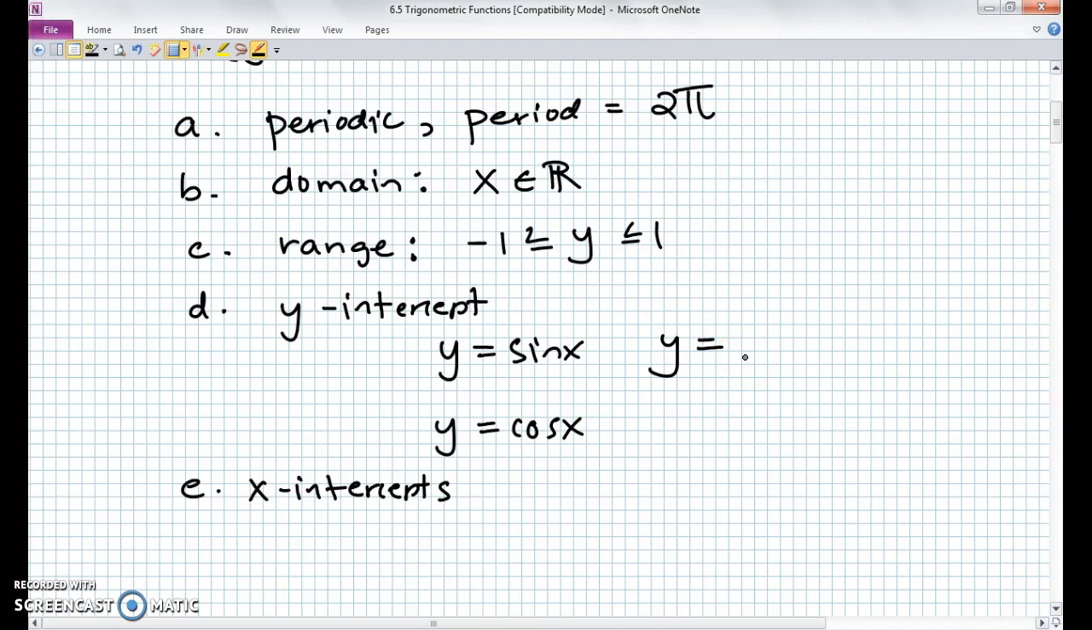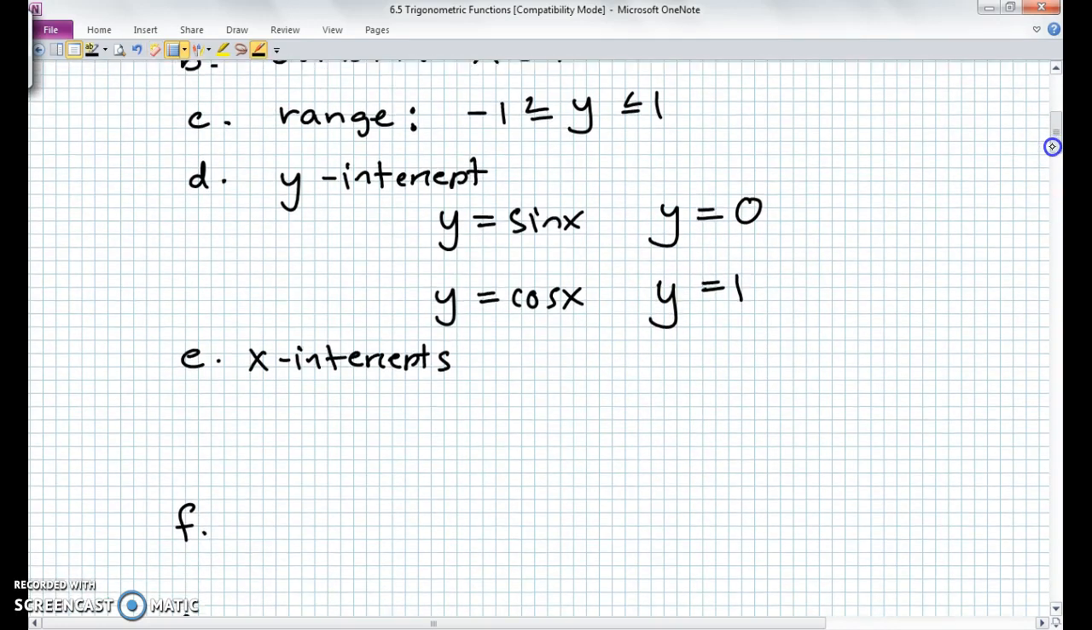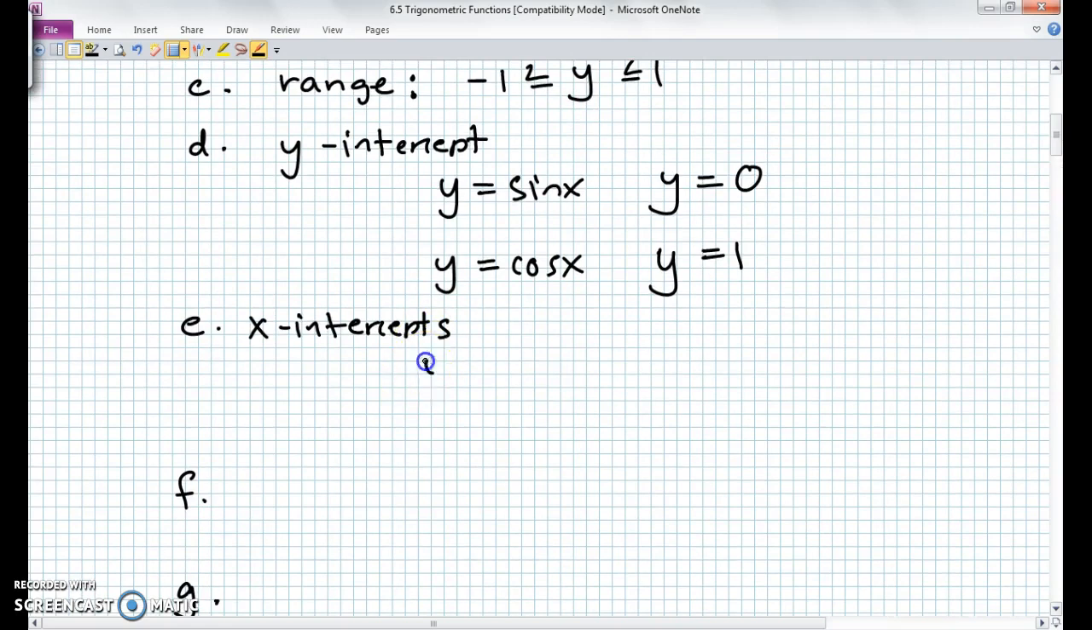Look at your graphs that you did from yesterday. Y equals 0 for sine x, and cosine x crosses the y-axis at y equals 1. So we need to remember those because that's key in graphing these functions, is where the y-intercept is. Okay? The x-intercepts are different for both of them as well.